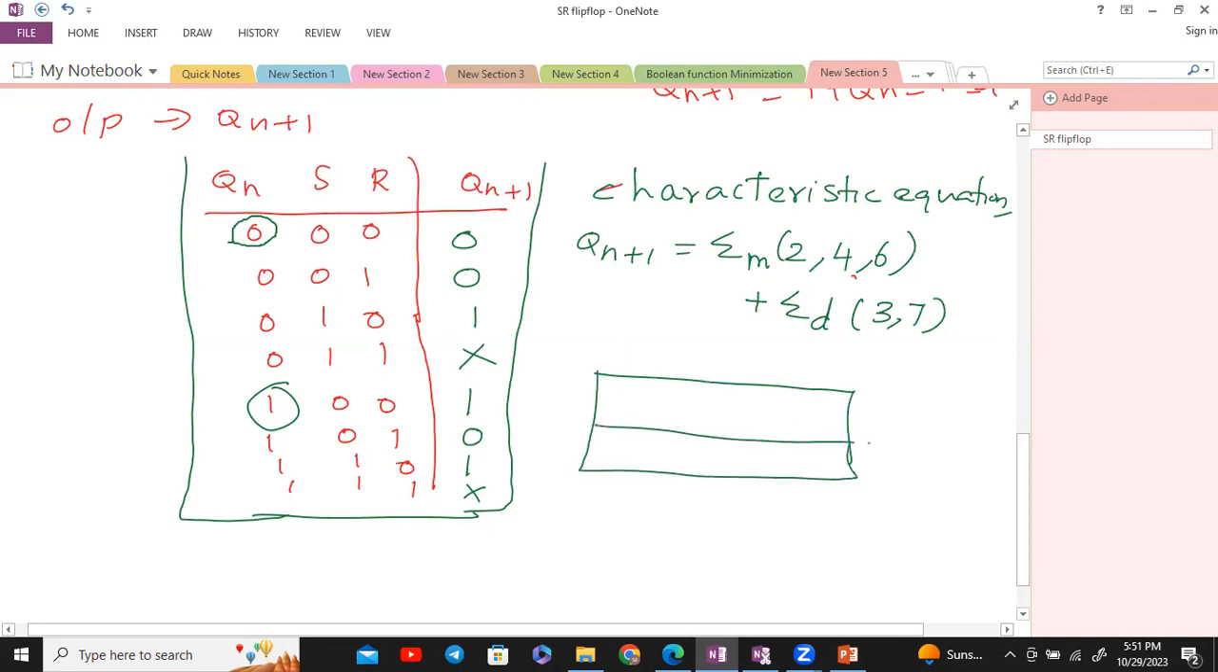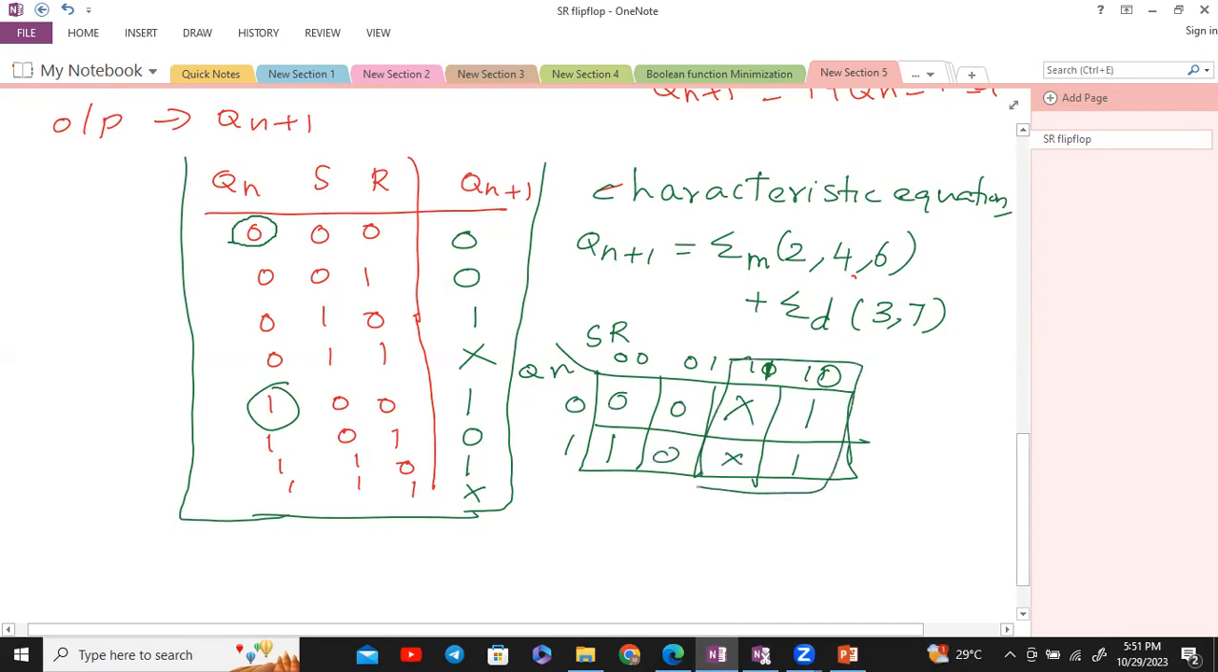In the 3 variable K map, how many inputs are there? You have 3 inputs. So what are the inputs? You have Qn, S, R, with 0, 0, 0, 1, 1, 1, 1, 0, then 0, 1. The min terms having 1s are 2, which is this position, 4 is this position, and 6. 3 and 7 are don't care. Remaining all are 0. How to group this? We can group this 4, and for this one we can group like this, right? So 2 groupings are there.